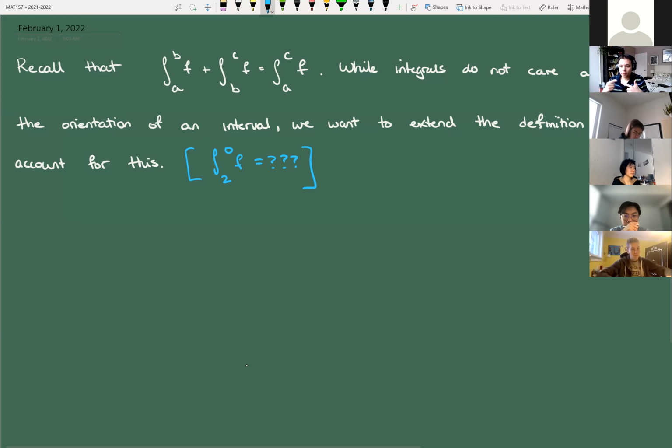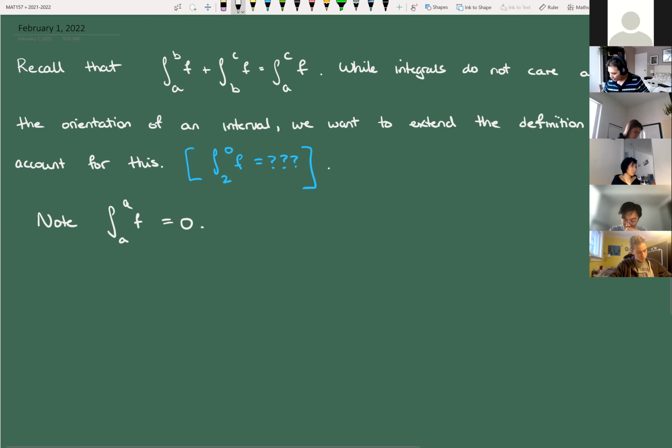So the key to figuring out what this should be lies entirely in additivity of domain, right? So we note first of all that the integral from a to a of f should just be equal to 0, because if we take the area under the graph from a to a, there's no area. It's just a single point. So basically you might get a length, but you don't get an area. So the area under the curve is 0.